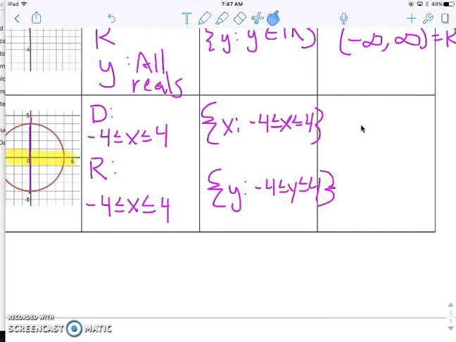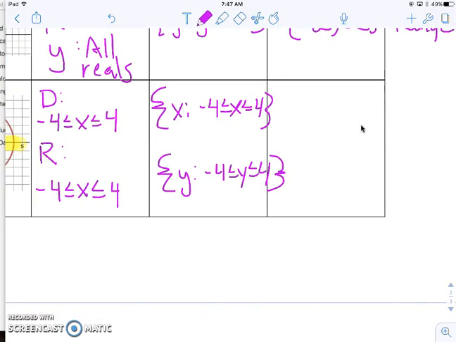And then this one's really nice for the interval notation. So our domain from negative 4 to positive 4, and it includes it, so bracket negative 4, positive 4, and then our range would be that same thing, bracket negative 4, positive 4.